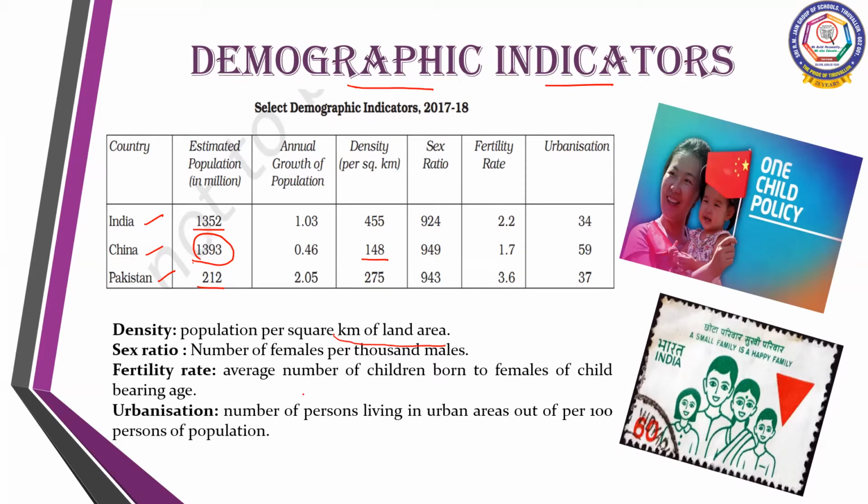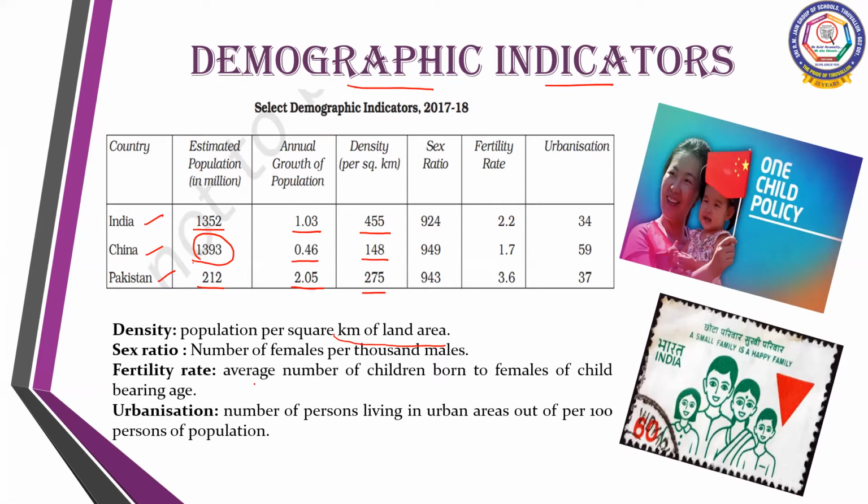The annual growth rate of population in China is only 0.46, whereas in India it is 1.03 and Pakistan's is the highest, 2.05. The density of population is the lowest in China and it is the highest in India. It is 455 per square kilometer, whereas in Pakistan it is 275 per square kilometer.